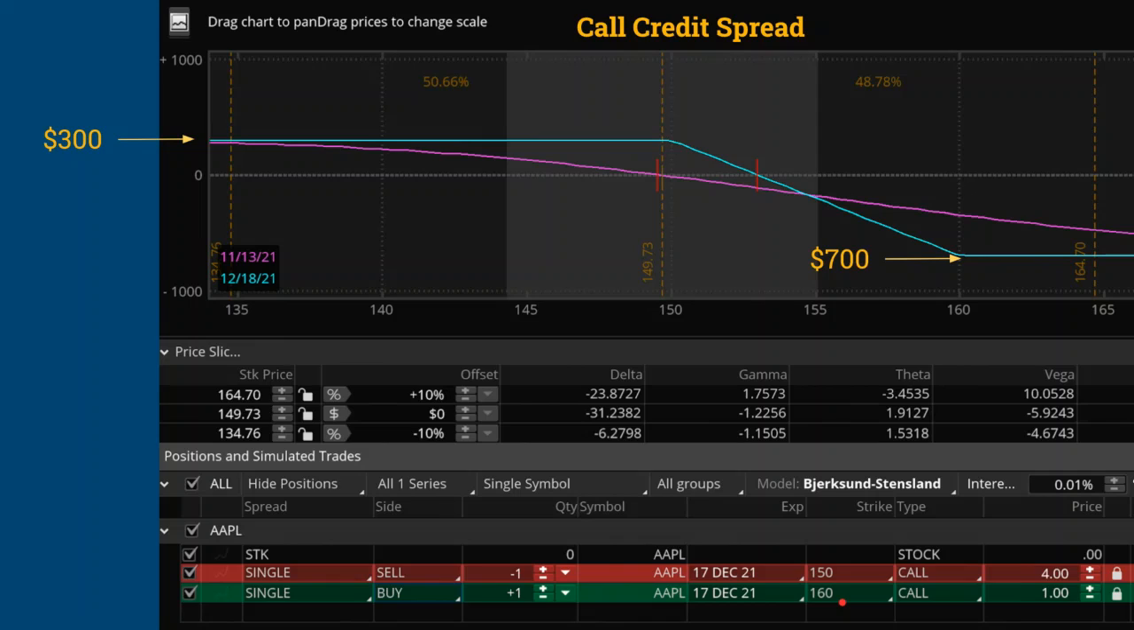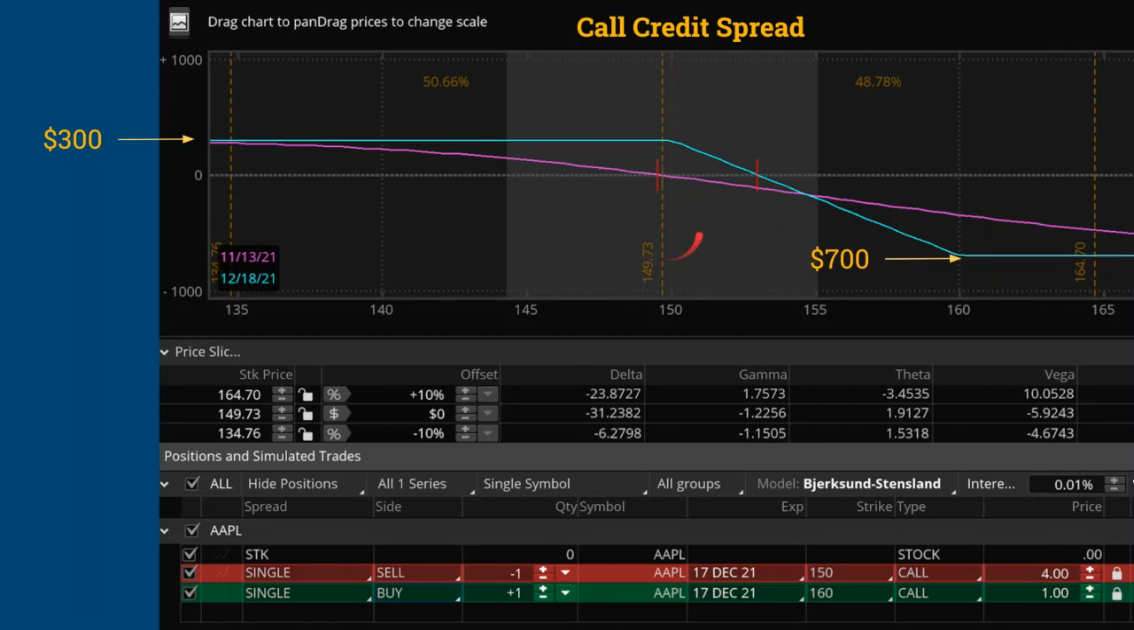So I know it can be a little twisty to think about, but if you just think of a call credit spread or any credit spread as I'm selling something more expensive than what I'm buying: call credit spreads are always bearish, by the way. Put credit spreads, which we'll show you an example of, are always bullish. Call debit spreads are always bullish, and put debit spreads are always bearish.